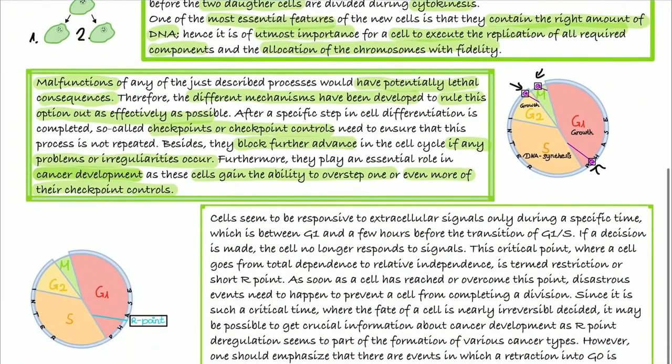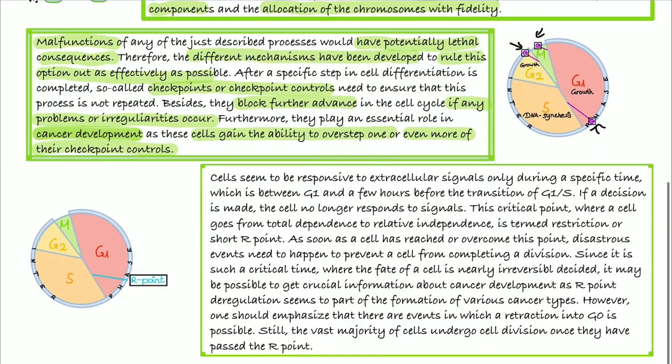Cells obviously have to respond to extracellular signals, but it seems that there is a specific time in G1, a few hours before the transition of G1 to the S phase, where they are responsive to extracellular signals. If a cell makes a decision to undergo a cell division, the cell no longer responds to those signals. So there's a critical point, which is called the R point, and here you can see where it is within the cell cycle. R stands for restriction.